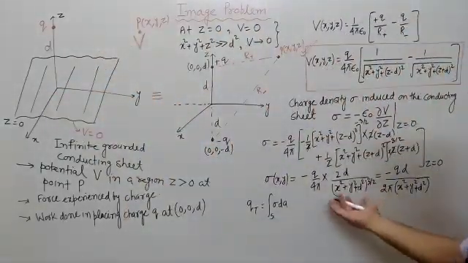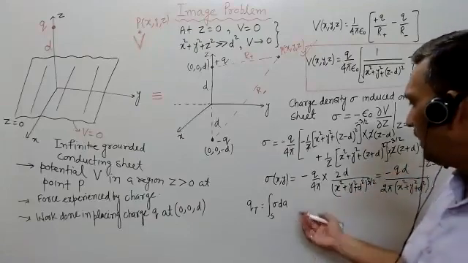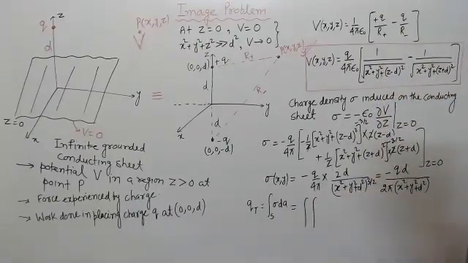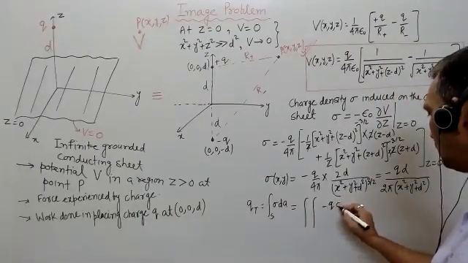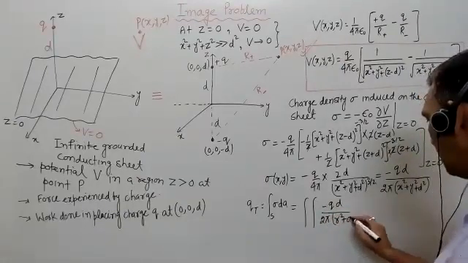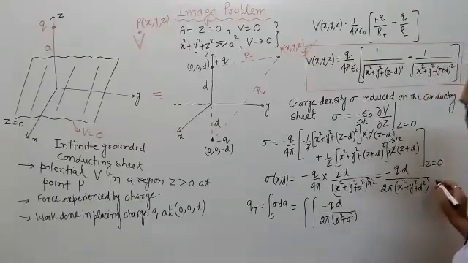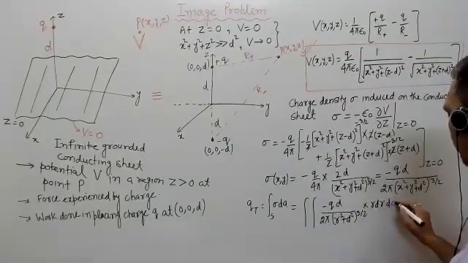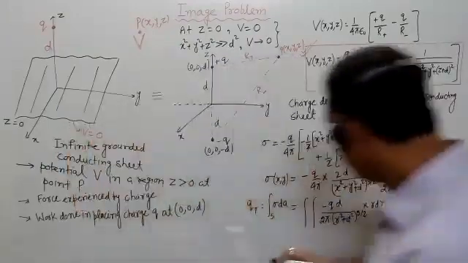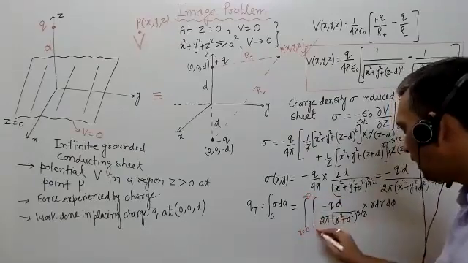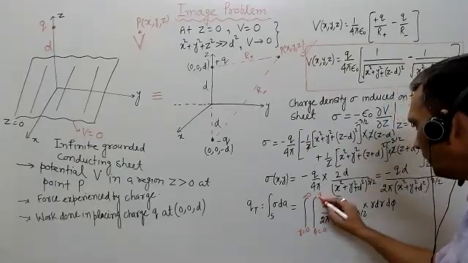So we can easily write this in cylindrical coordinates. In cylindrical coordinates, let us take x square plus y square is r square. So you can write this as minus q d by 2 pi, divided by (r square plus d square) to the power 3 by 2, and this is r dr d phi. And what will be the limit of r? R you can take 0 to infinity because it's an infinite sheet, and phi will be 0 to 2 pi.